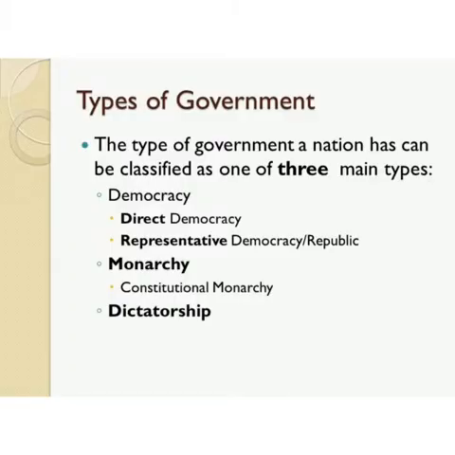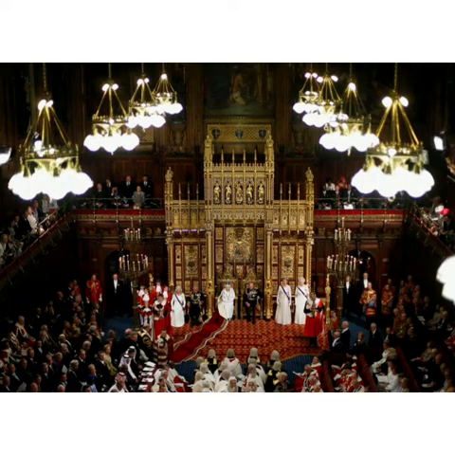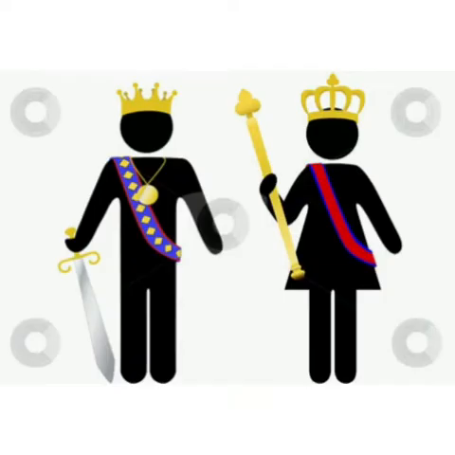Now, types of government. There are three types of government: monarchy, dictatorship, and democracy. In a monarchy, the head of the royal family is the head of the nation and takes decisions and runs the government with the help of a small group of ministers or advisors. In monarchy, the king or queen has the power to make decisions and run the government.